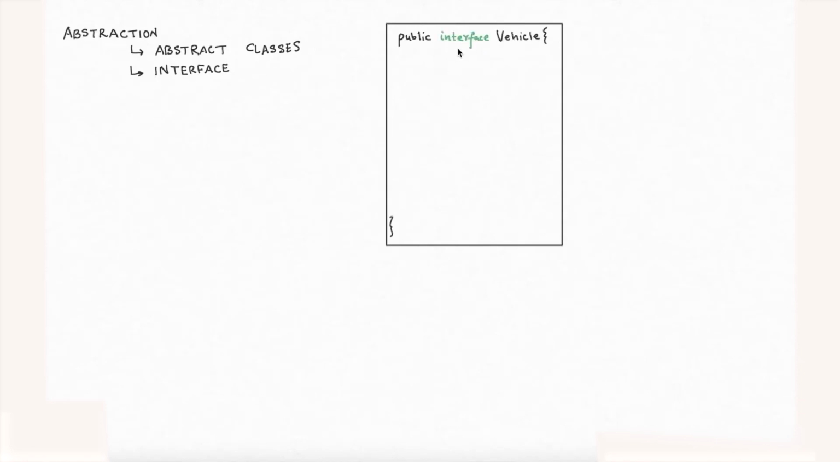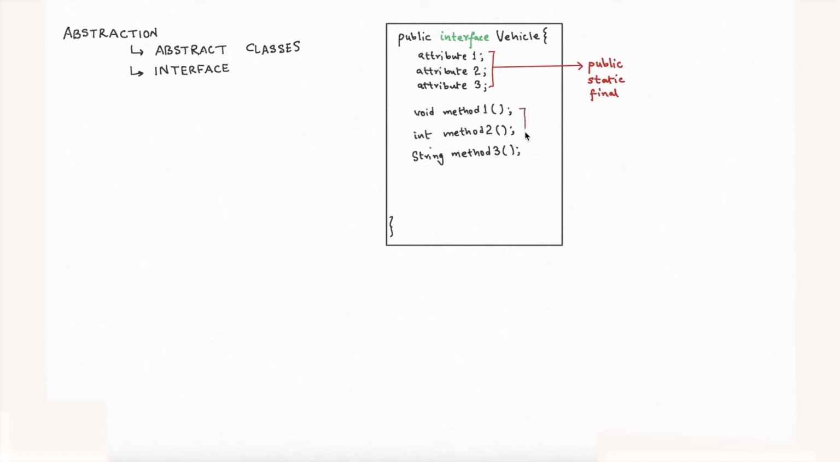The most basic form of an interface can have two things. It can have attributes and it can have method signatures. The attributes by default are public, static, and final. Because they are public, static, and final by default, we do not have to use those keywords when we are declaring the attributes. The methods of an interface are public and abstract by default. Again, these are just method signatures. We do not implement the methods here. They are abstract by default.